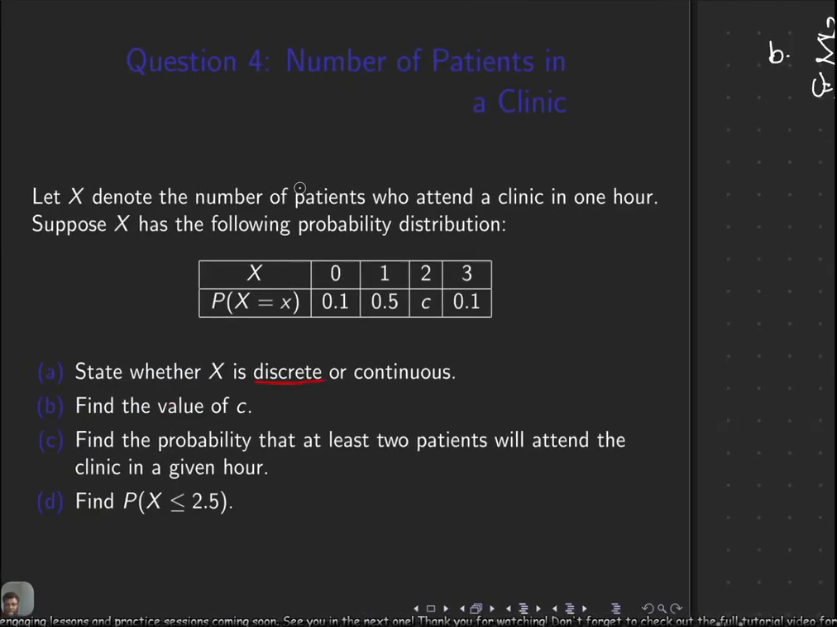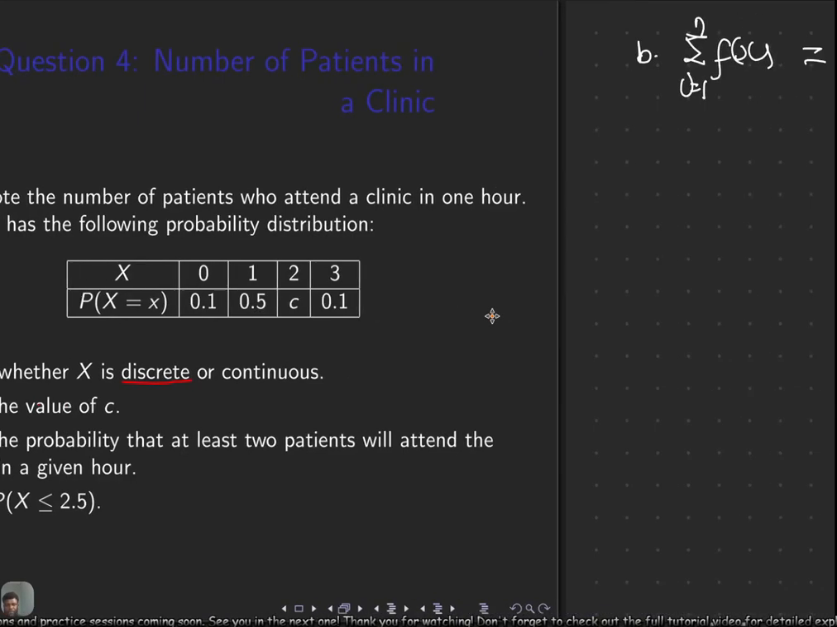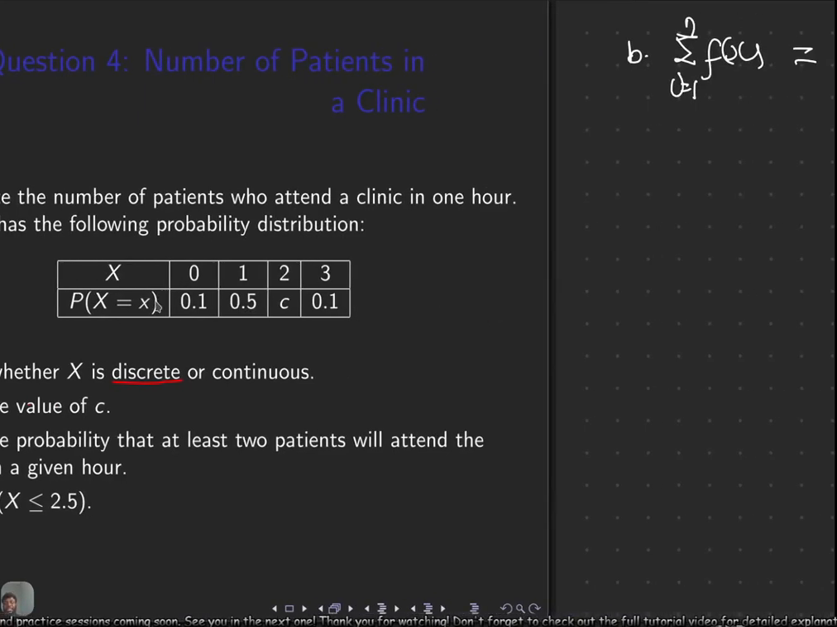If you look at our function over here, these are our probabilities, right? We weren't given the function, but this is actually a table. We also learned that there are 2 ways of representing the probability distribution: one being in table form, and one using the probability mass function. So what we have over here is in table form.